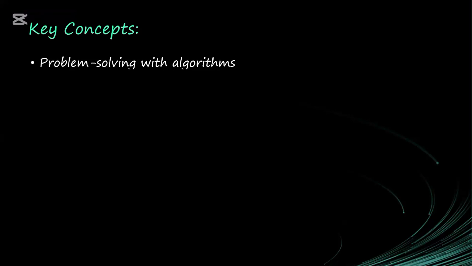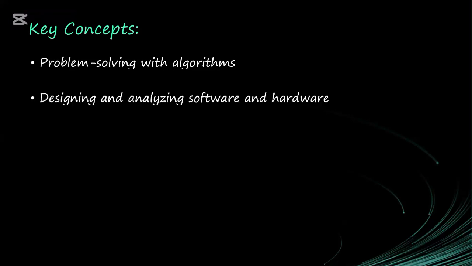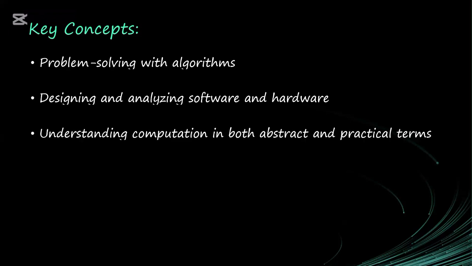Problem solving with algorithms. Computer science has to do with problem solving and with algorithms. It also has to do with designing and analyzing software and hardware. All right? These are the key concepts of computer science: problem solving with algorithms, designing and analyzing software and hardware. Okay? Understanding computation. Basically, computation is just the operations that the computer performs on the data that you give the computer. So one of the key concepts of computer science is understanding computation in both abstract and practical terms.